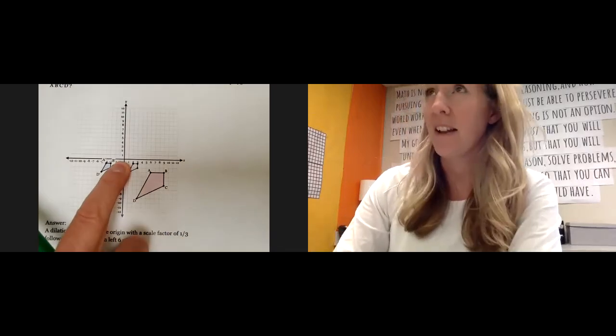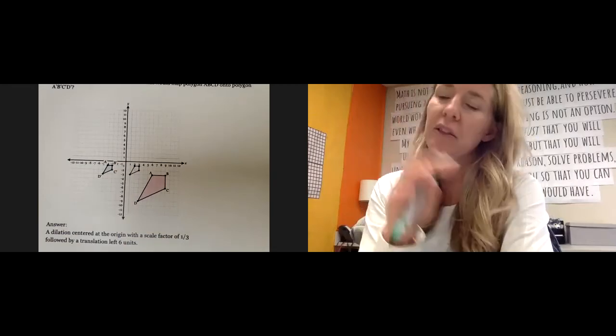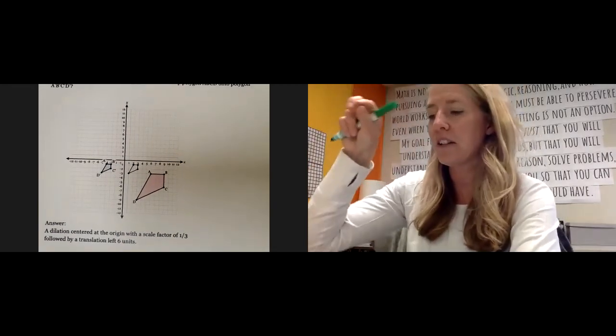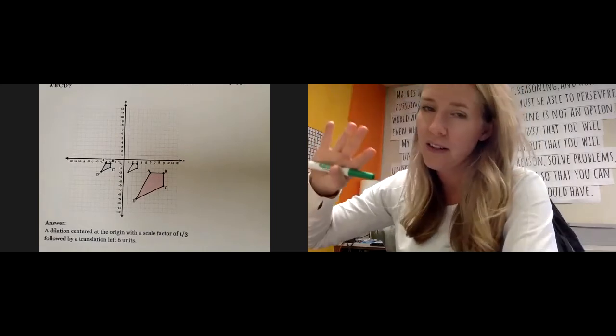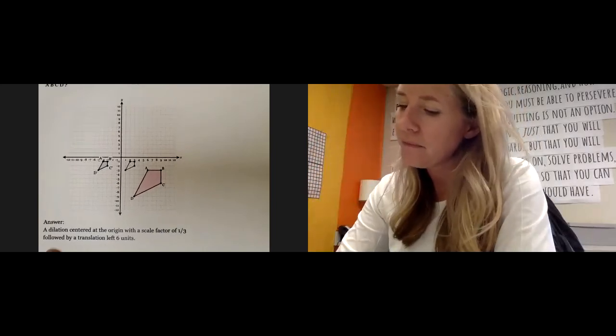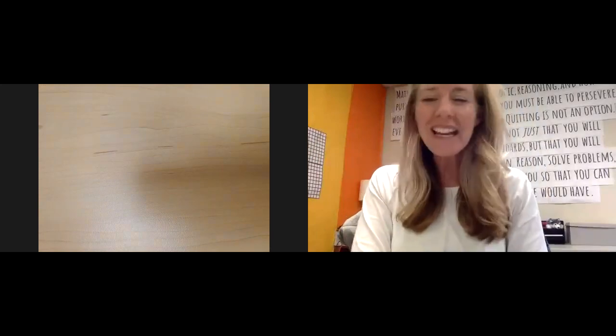When it says at the origin or centered at the origin, that's all that we're doing in 8th grade math. There are other times when you center a dilation around some other random point. That's high school geometry, not us. Followed by a translation left. So you shrink it down and then you translate it. And then you're done. So much fun with transformations. Can't get enough of them.